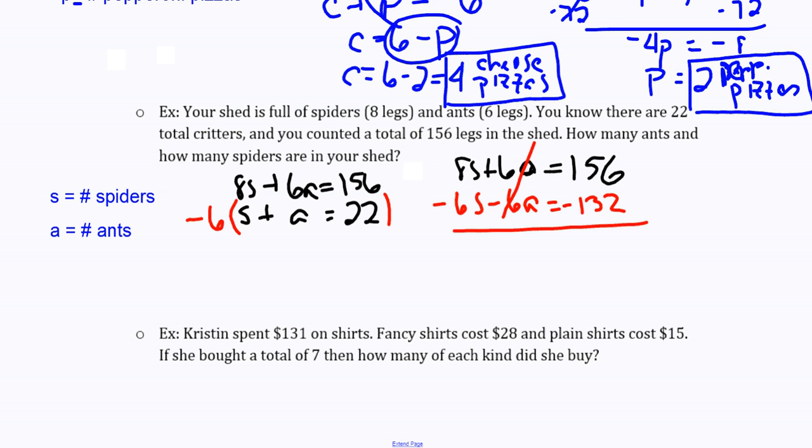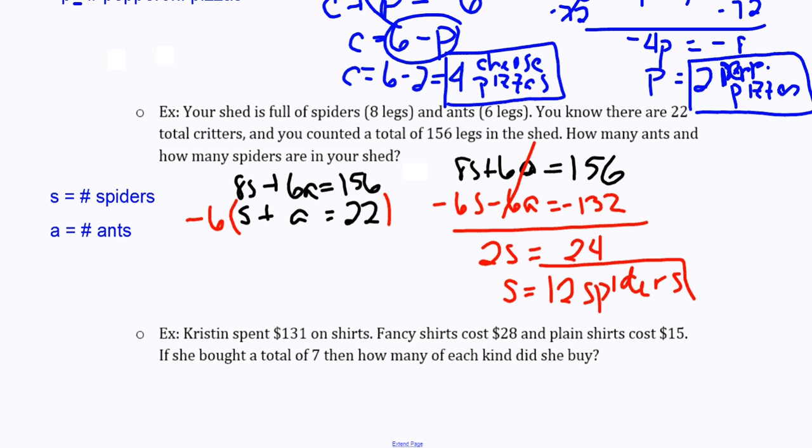And now I can add going down, so my a's are going to cancel. This is going to give me 8 minus 6 is 2s is equal to 24. Divide by 2, so s gives me 12 spiders. Again, plug back in to get the number of ants. So 12 spiders plus the number of ants is going to be 22. So if I subtract 12, then a has got to be 10 ants.